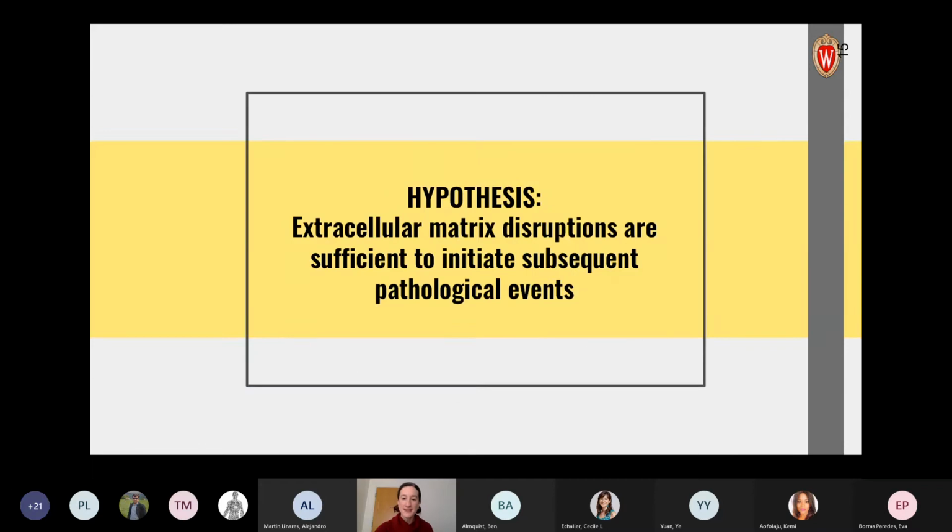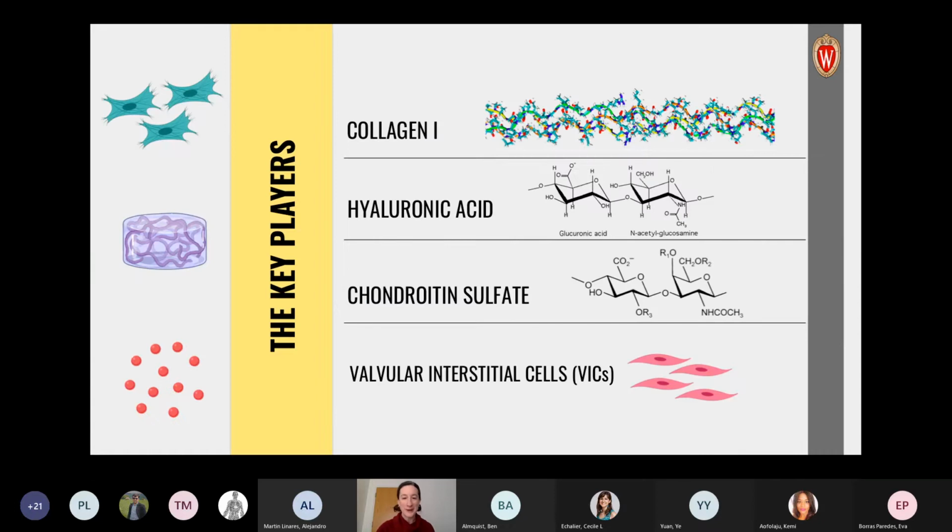So our starting hypothesis was that this big change in the extracellular matrix that we see, we think that's going to be sufficient to initiate subsequent pathological events. Because I'm all about the extracellular matrix, and I think it does everything. So first we need to look at what extracellular matrix is in a valve. We have an assortment of ECM components, but we decided to narrow it down to the ones that seem to be the most prevalent in the valve and undergo the biggest change with the disease.